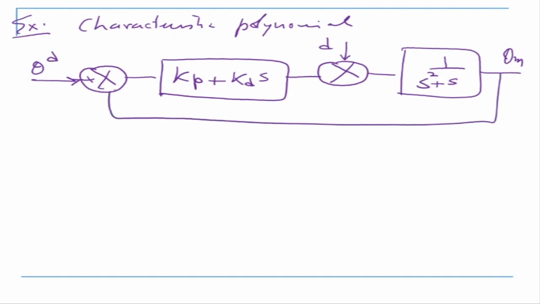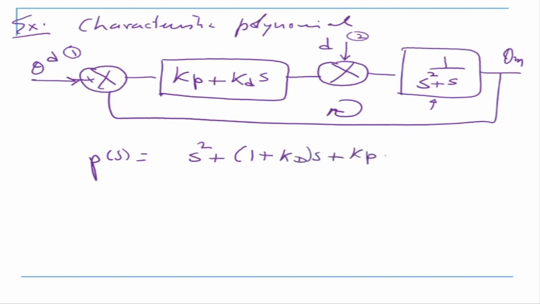This is going back like that. So this is my system. This is a two input system. This is one, and that's the other, and this is my robot link or the motor. Now in this case, the closed loop characteristic polynomial is given by P(s). You can find out the characteristic polynomial, you know how to do that. So s squared plus (1 plus Kd) into s plus Kp.